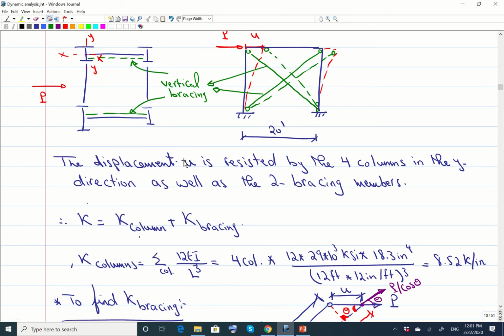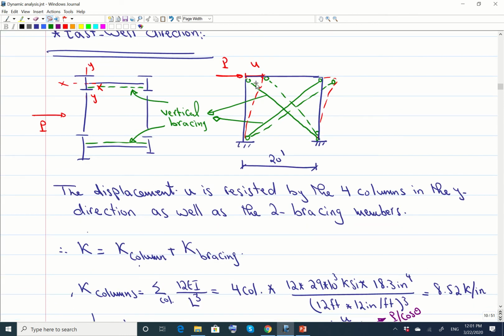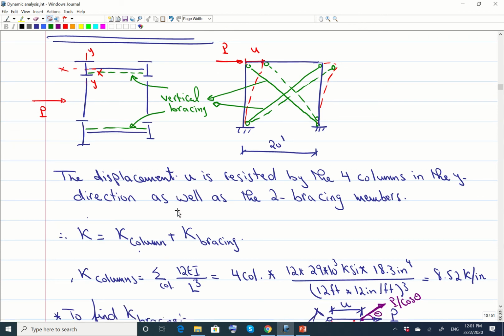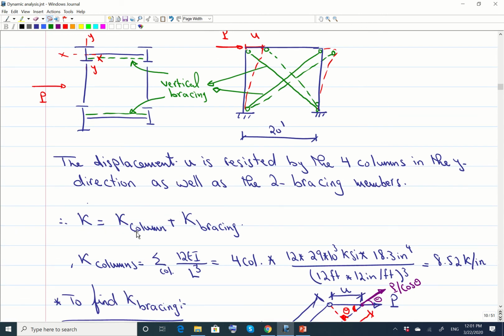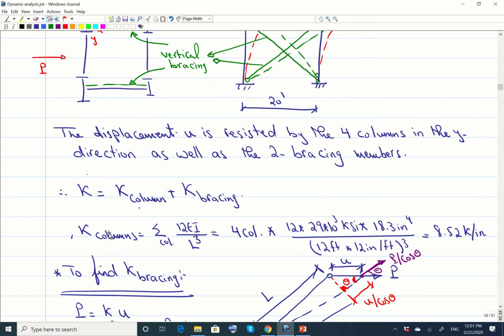So how much is the stiffness? Actually, both of them, the columns and the bracing, are resisting the horizontal force or resisting the drift. So K is going to be the summation, K of the column plus K of the bracing. So K of the column, as we learned earlier, we have 4 columns, and each one, assuming a rigid floor as well, because we still have the truss on the upper floor, is 12 EI divided by L cubed. So 4 columns multiplied by 12 EI divided by L cubed.